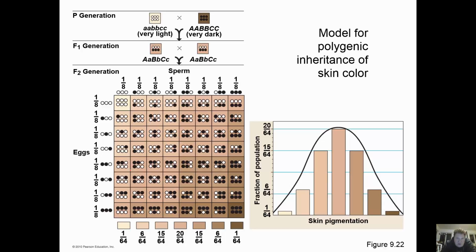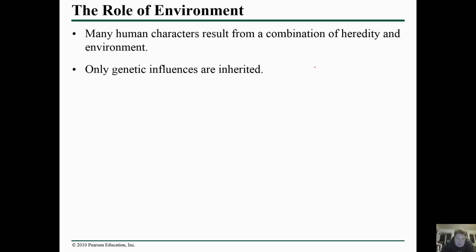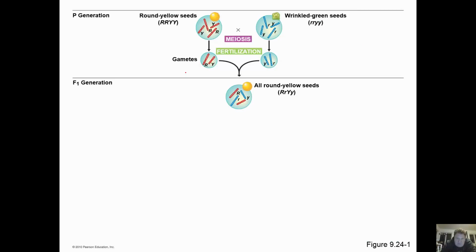Skin color gets more complex because you're looking at 3 different genes, and your skin pigmentation is due to a combination of all these genes, so it's really hard to take a look at that. Polygenic inheritance is the additive effect of two or more genes. Then we look at identical twins, yet they can still look a little bit different. All of us know about the heavy twin and the thin twin, so our environment can also affect how we look. Many human characteristics are a combination of heredity and environment. Only genetic influences are inherited. So Arnold Schwarzenegger's kids are not going to become muscular due to his musculature.